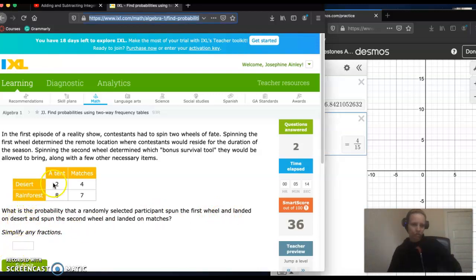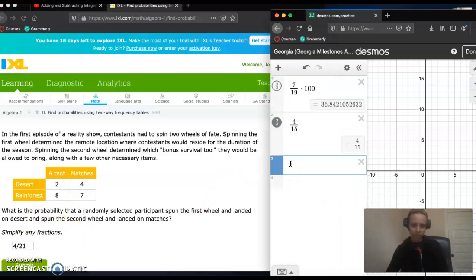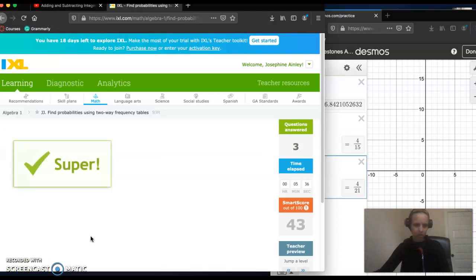So he landed on desert. It's either 2 or 4. And also landed on matches. So 4. So 4 out of a total of what? 8 plus 2 is 10. 7 plus 4 is 11. 11 plus 10 is 21. And again, just put it in Desmos to make sure it's as simplified as possible so that you don't get it wrong by hitting that. Boom. So that one's okay.